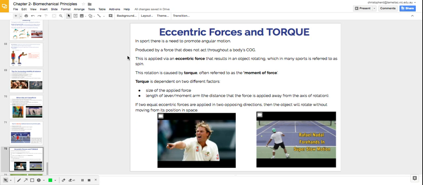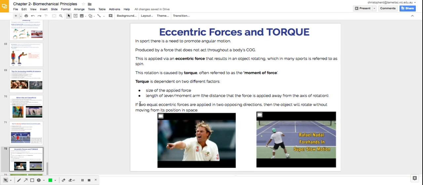We then look at eccentric forces. If we want to promote angular motion, movement of an angular kind, it has to be produced by a force that does not act through the body's center of gravity. This is called an eccentric force and will result in an object rotating, and we usually call that spin. You can look at these two examples here to understand how rotational spin occurs. The rotation is caused by torque, which is referred to as the moment of force. That depends upon the size of the force applied and the length of the lever arm, the distance that the force is applied away from the axis of rotation.